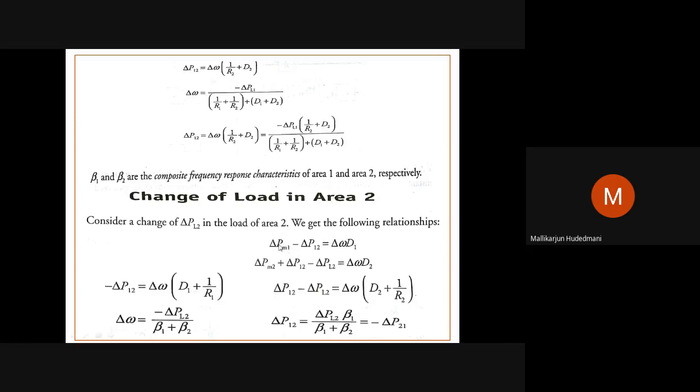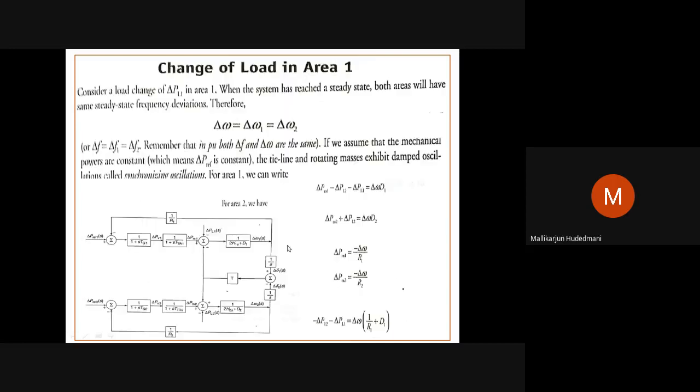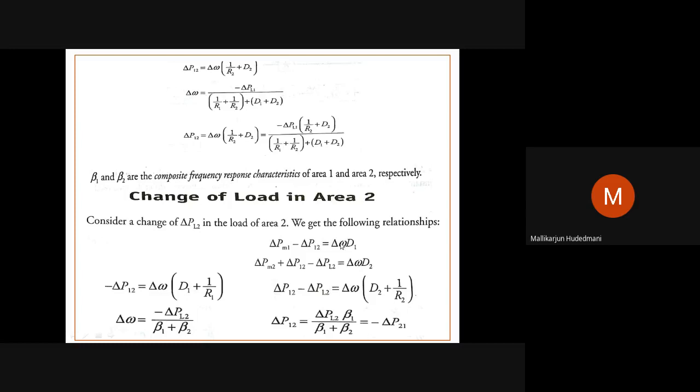We know that delta PM1 can be written from the observation in the previous slide as minus delta omega by R1, and delta PM2 is minus delta omega by R2. By incorporating these, we can rearrange this equation as minus delta P12 is equal to delta omega inside the bracket D1 plus 1 by R1, taking this term to the other side. You can see here delta omega times D1 plus 1 by R1 becomes revised equation number 1.